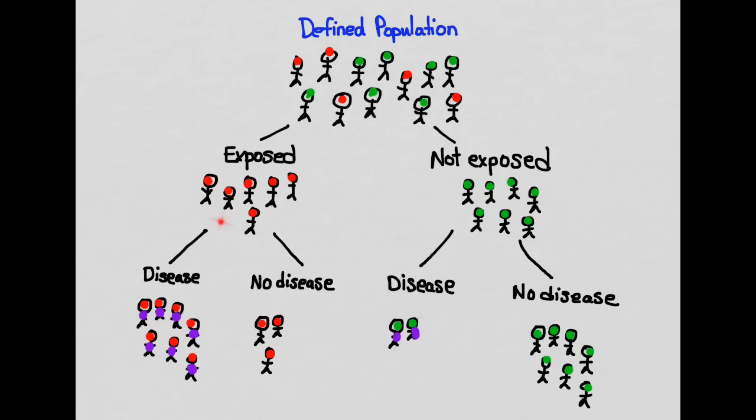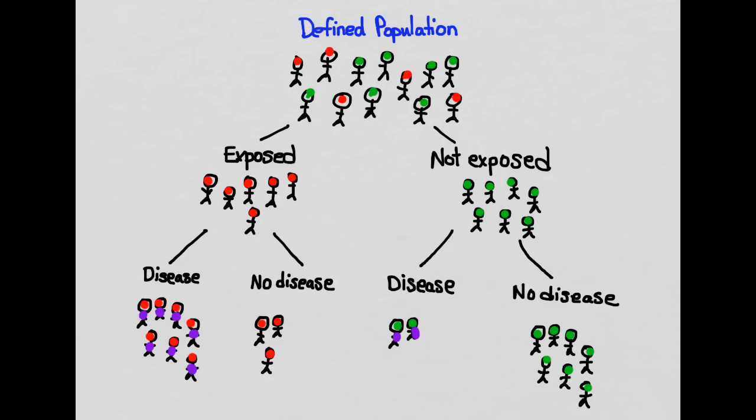So here you see that the exposed group and the non-exposed group have been further broken down into those who have the disease and do not have the disease. And so you can see here that the proportion of diseased in the exposed group is higher than the proportion of diseased in the not exposed group. And that, in a correlational study, a cross-sectional study suggests that the exposure is associated with the disease. So this way of breaking down populations into those who are exposed and those with and without the disease should look familiar to you from many of the measures that you've learned about before.